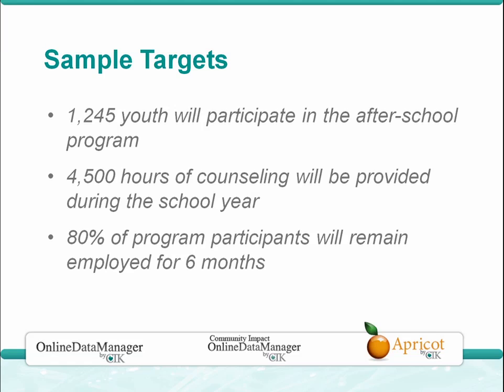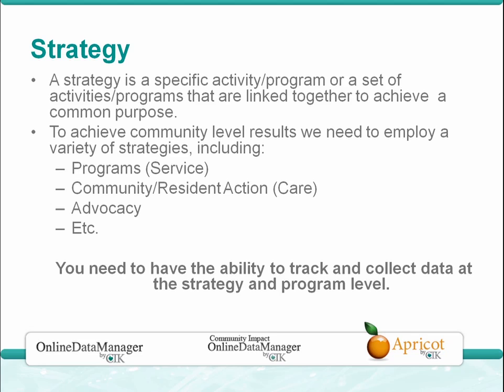So the benchmark then, or the measurement, becomes around how is the organization or your strategy doing at achieving these targets that you have set, either individually or hopefully collectively as you move forward. And then finally, a strategy. A strategy is a specific activity, program, or a set of activities or programs that are linked together to achieve a common purpose. To achieve community-level results, we need to employ a variety of strategies, including programs, community resident action, both service and care, advocacy, media work, etc. So you need to have the ability to track and collect data at the strategy and the program level as we move forward.